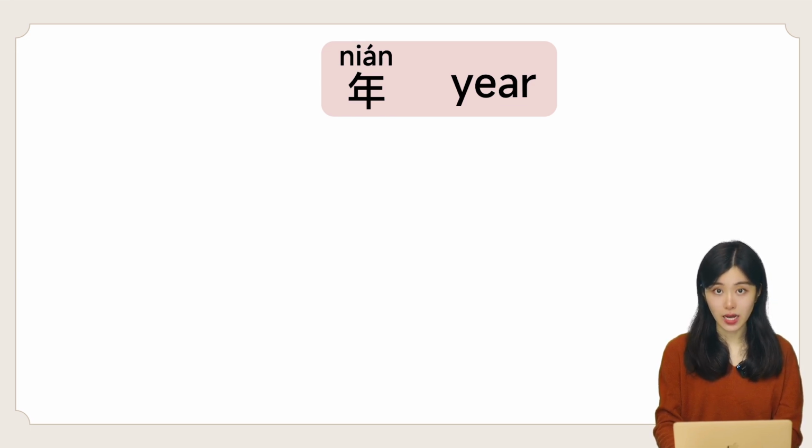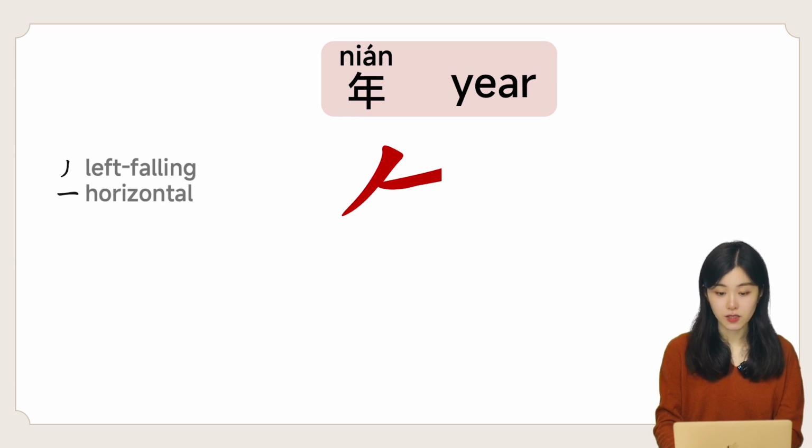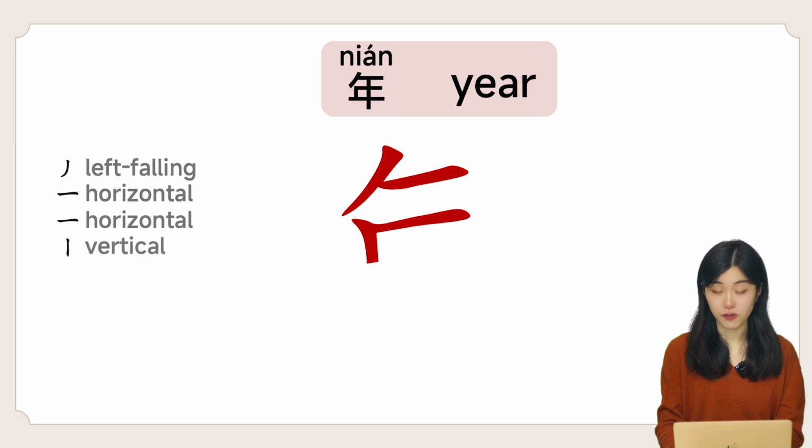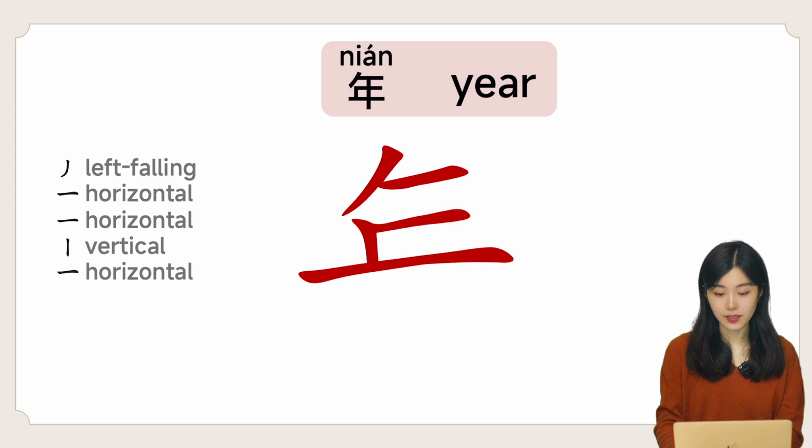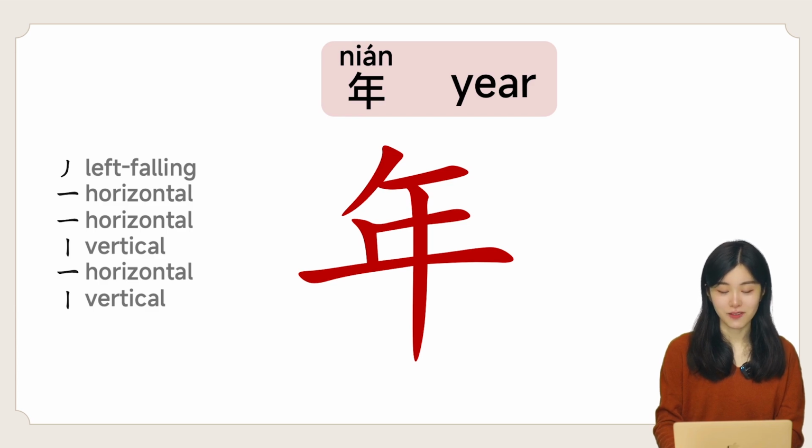So first we write the left falling we just learned. Then we write the horizontal stroke from the left to the right. Next we write the horizontal stroke in the middle. Then we write the vertical stroke. Then we write the horizontal stroke on the bottom. Finally, write the vertical stroke. Go through the middle of all the horizontal strokes. Okay, great. It's a little bit complicated, but you can write it.